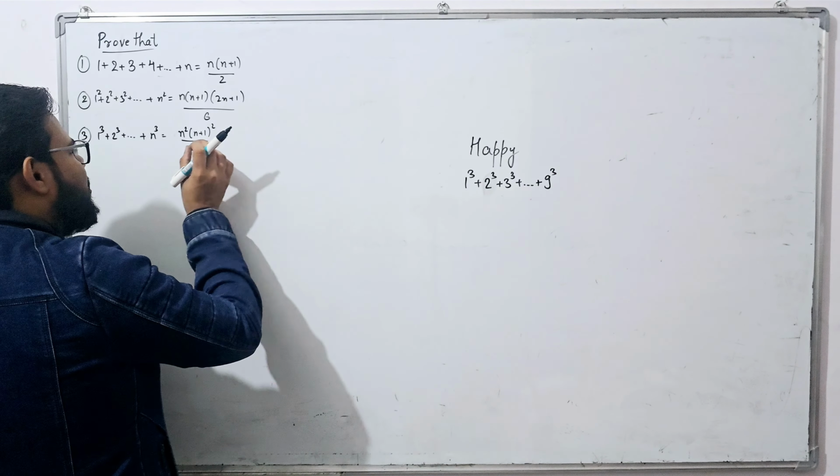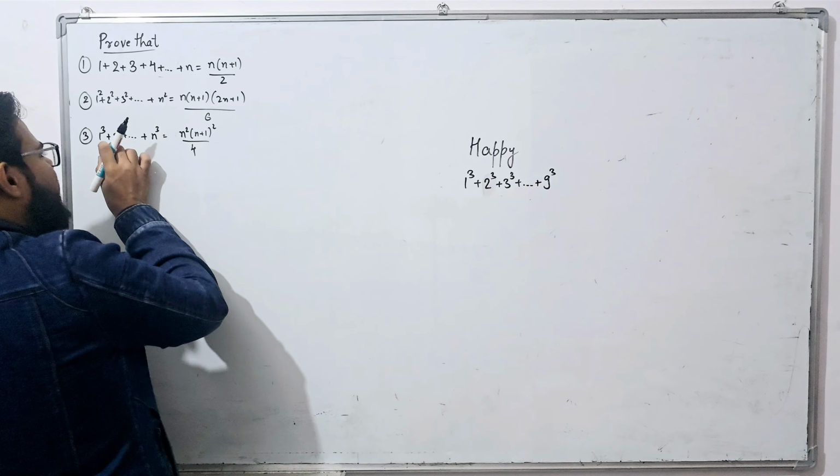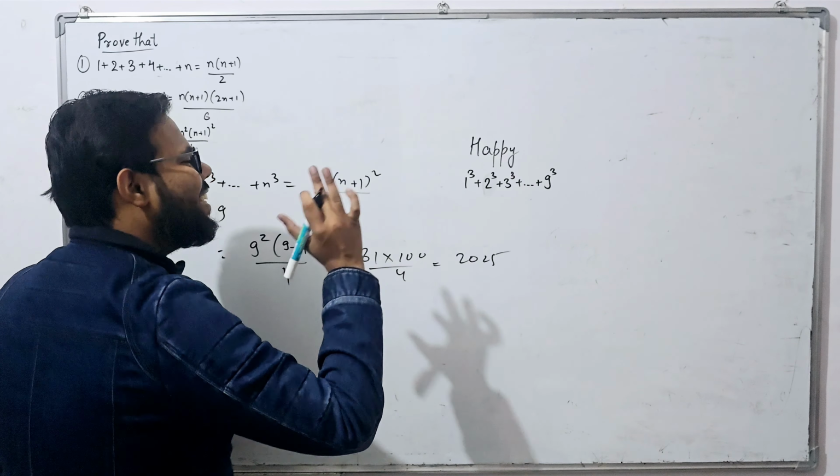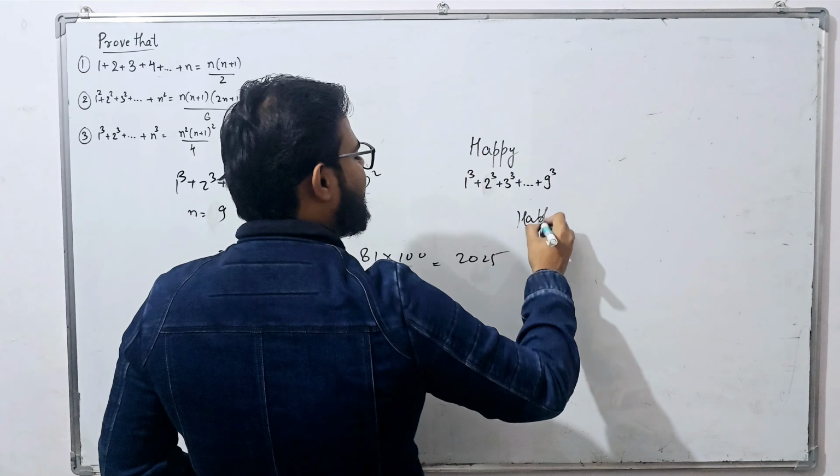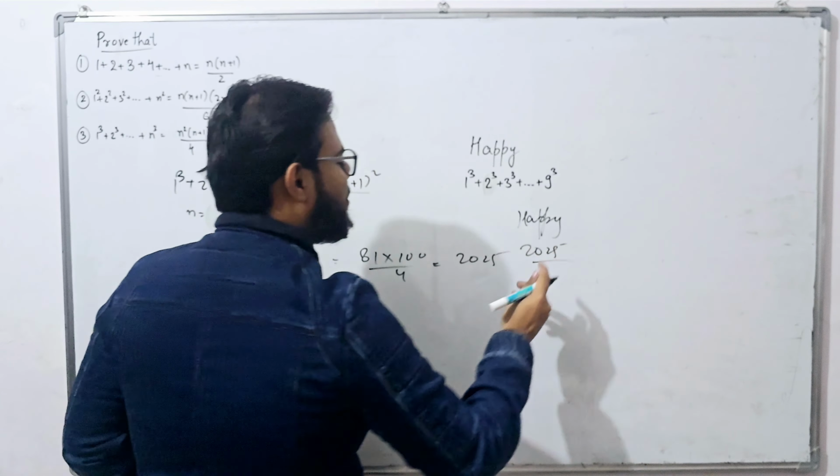So let's see. We can see that the third expression and this expression are somewhat similar. We know 1 cube plus 2 cube till n cube is equal to n square into n plus 1 whole square by 4. So over here n is equal to 9, sorry. So we have 9 square into 9 plus 1 whole square by 4, which is equal to 81 times 100 by 4, which is equal to 2025. So it basically states "Happy 2025", which means this is the present year.